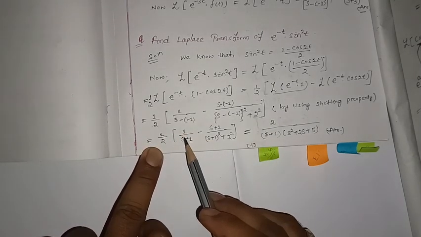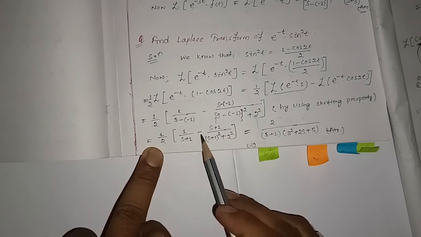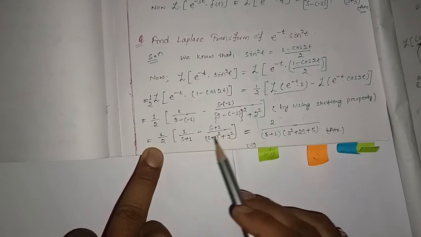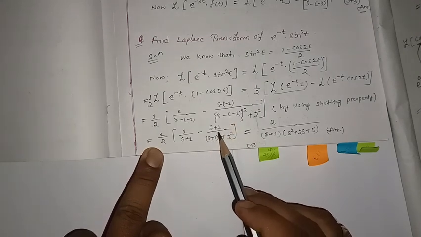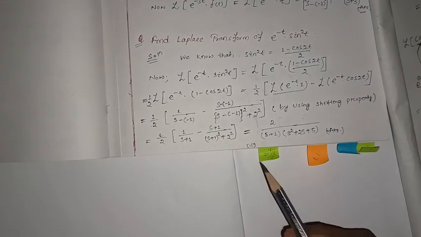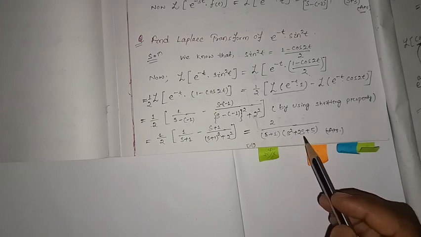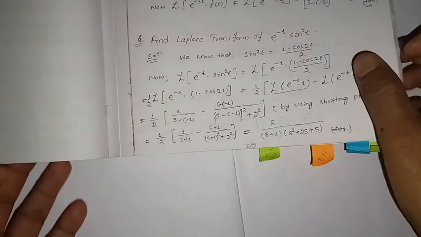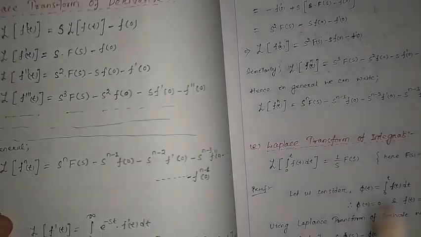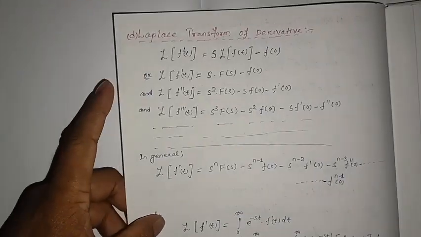So this is s plus 1 by s plus 1 whole square plus 2 square. For the simplification, we can get 2 by s plus 1 into s square plus 2s plus 5. This is your answer. Next, we are going to go for the Laplace transform of derivative.